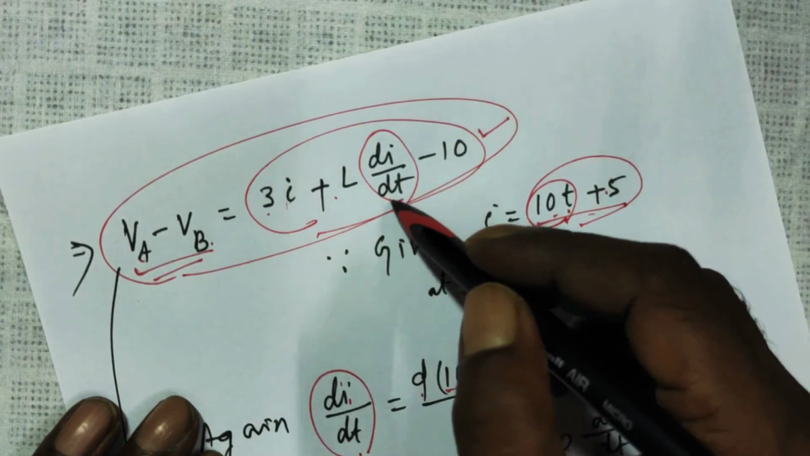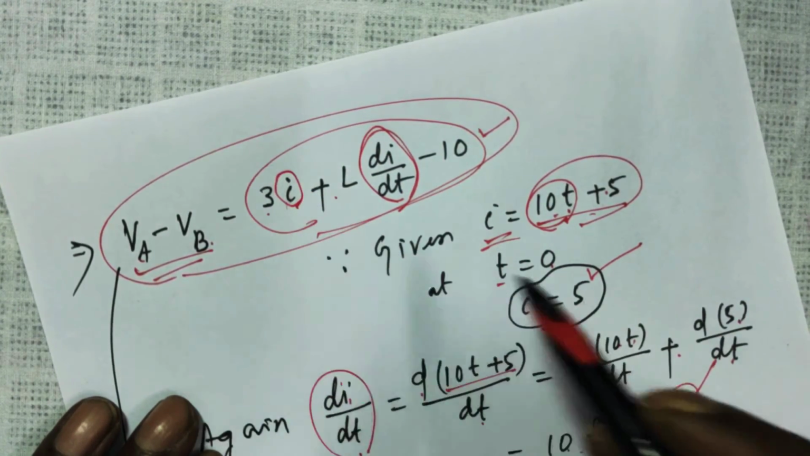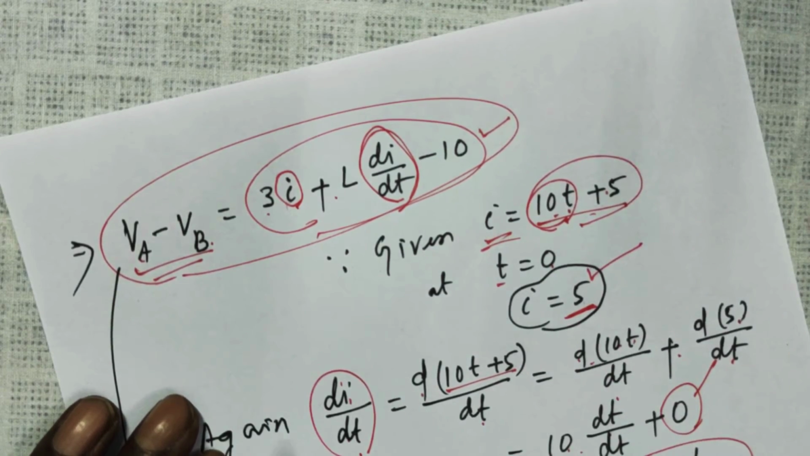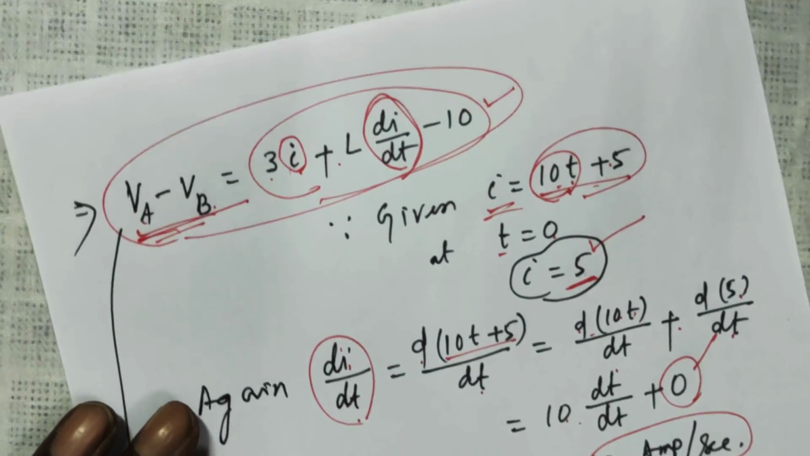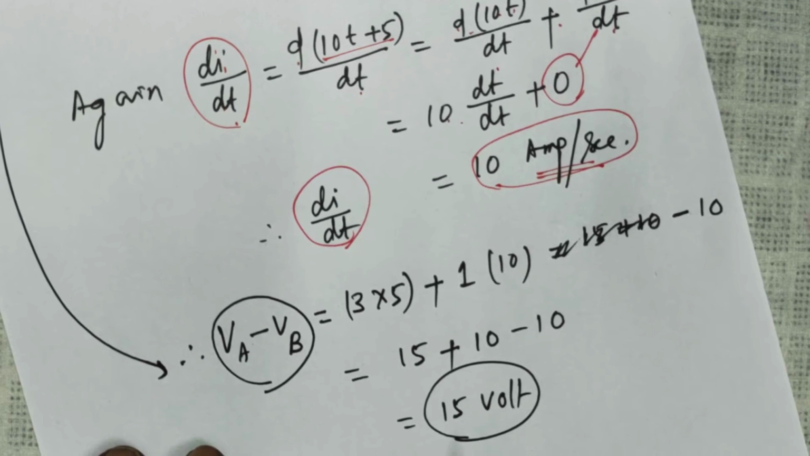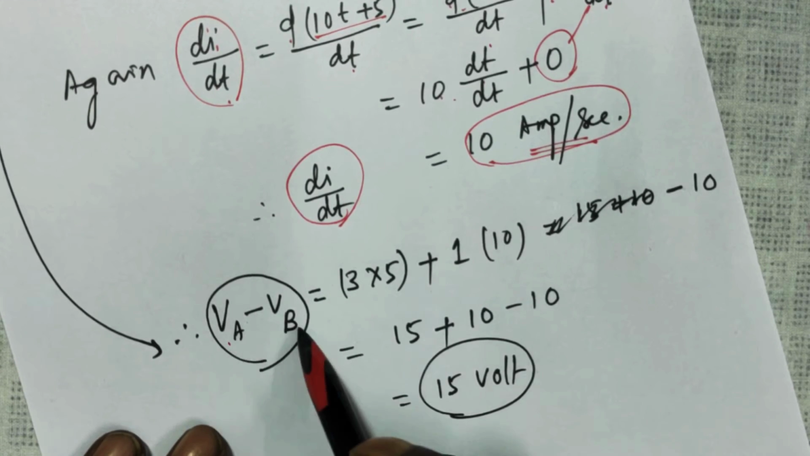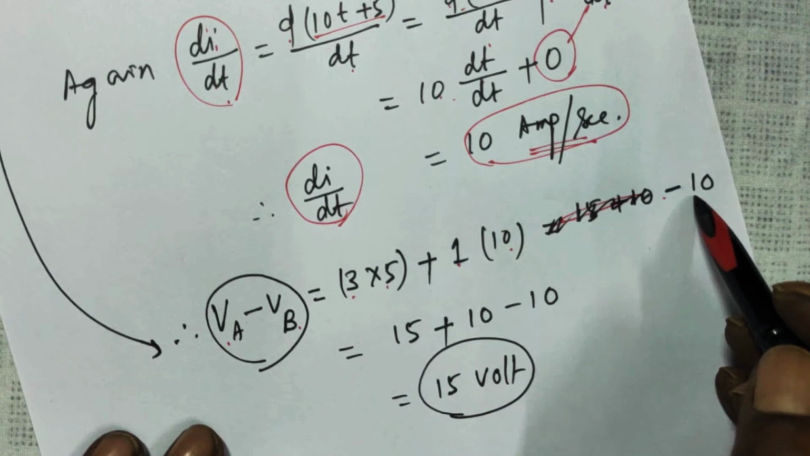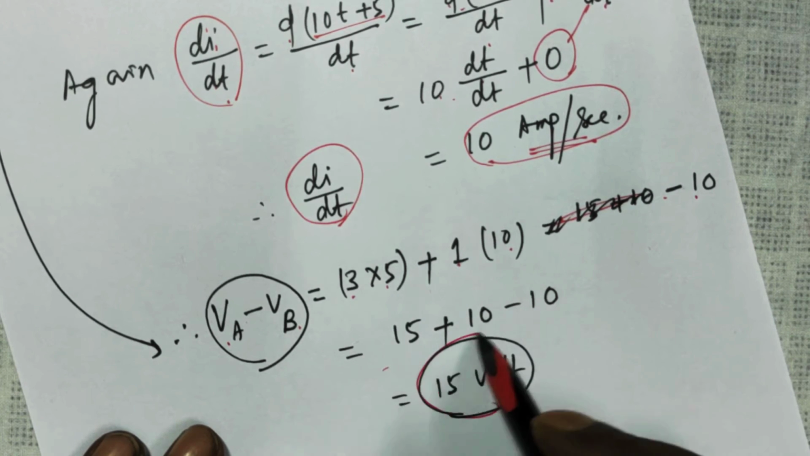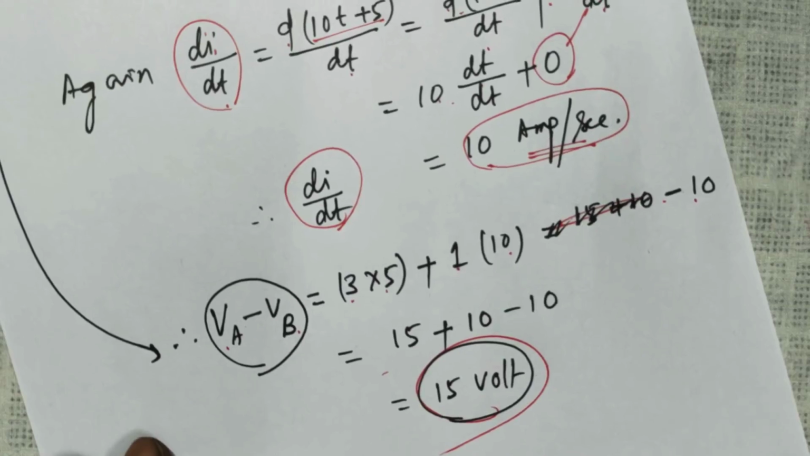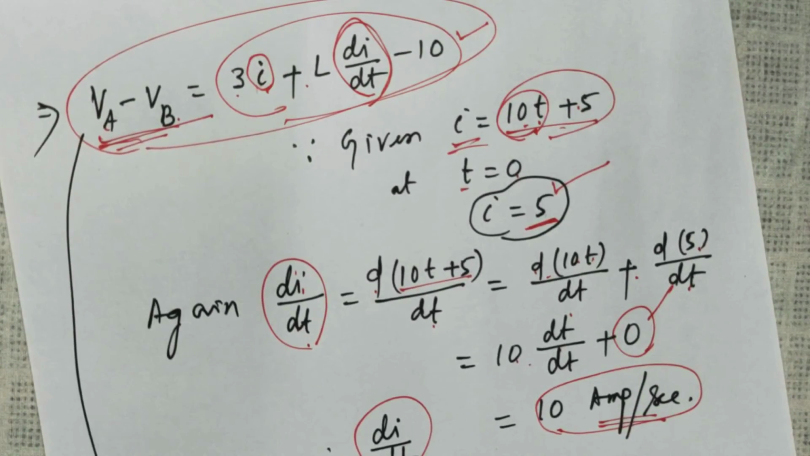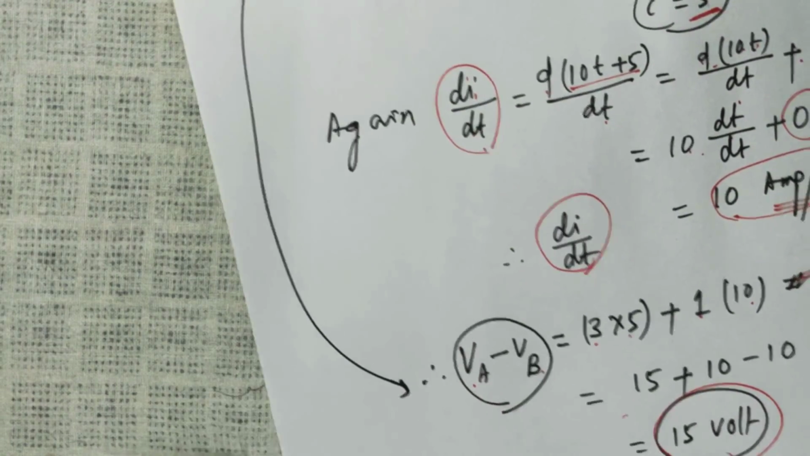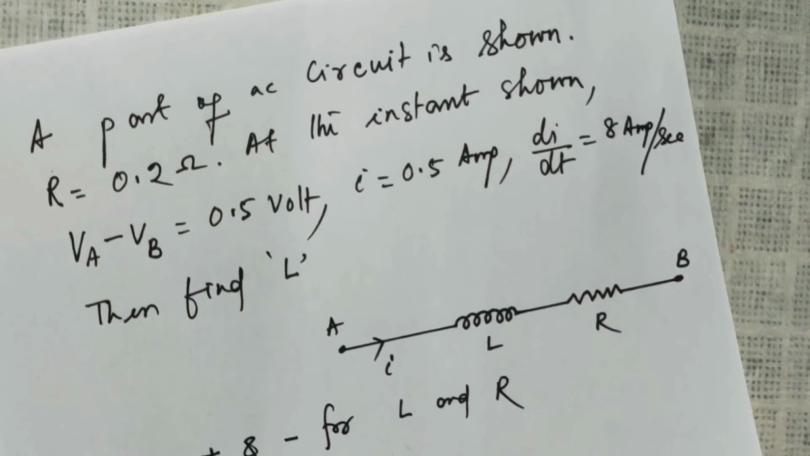So I have to put here 10, I have to put here 5. So we get VA minus VB. So that is what we have done. So VA minus VB is 3 into 5 plus 1 into 10, minus 10, so that comes out to be 15 volt. That comes out to be 15 volt, VA minus VB. Now let us go quickly to the third one.